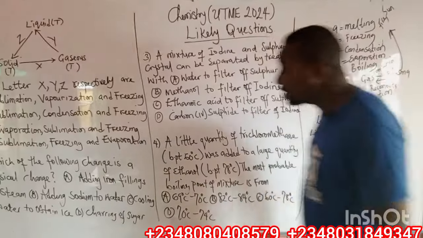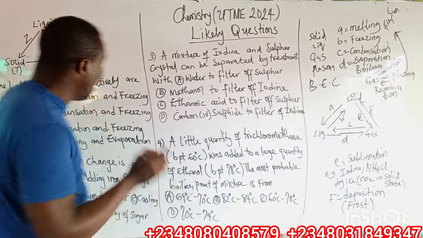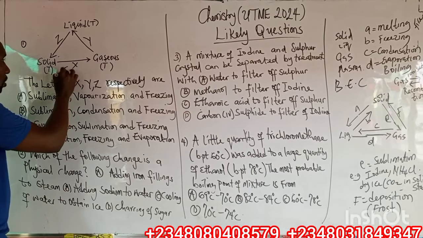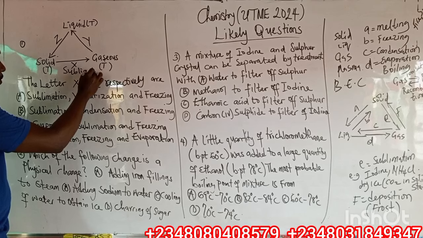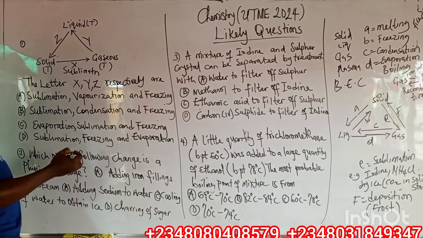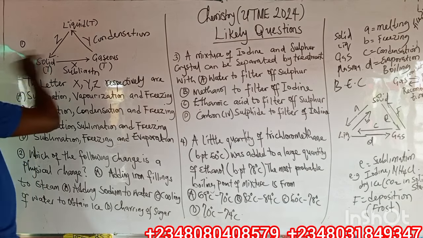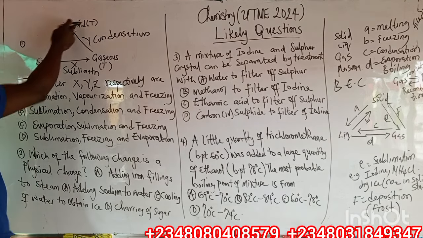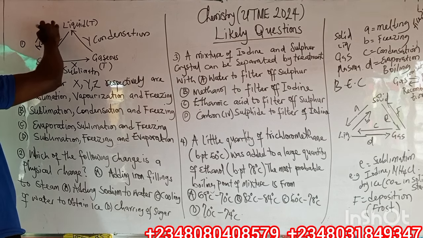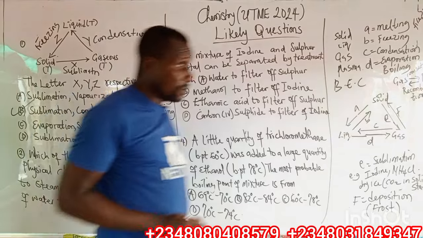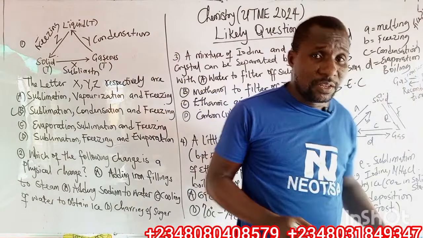Then look at that question. What are letters X, Y, and Z? Let's go back. X, solid to gas, that is sublimation. Gas to liquid, that is condensation. Then liquid to solid, that is freezing. Therefore, the correct answer is sublimation, condensation, freezing. B, take note of that. Please, you can go back to that explanation.